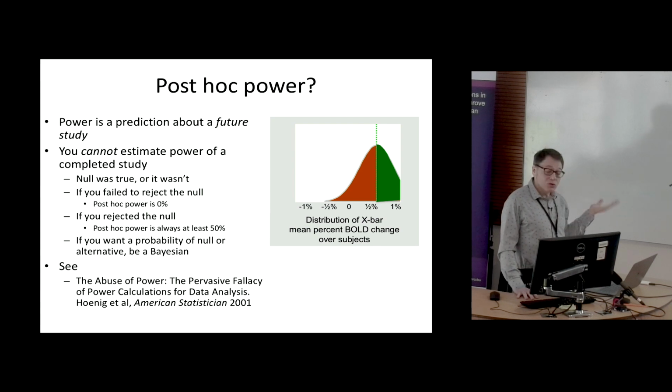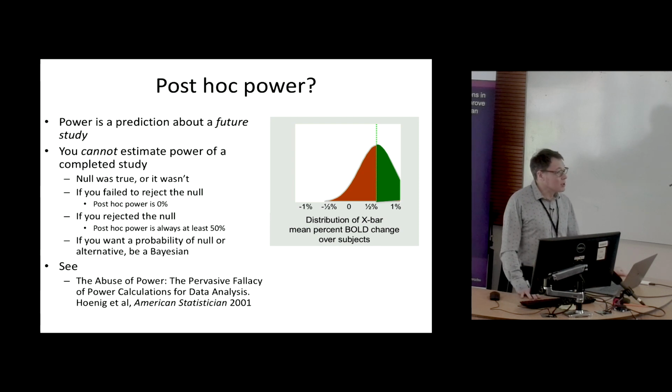Well, so either the null is true or it's not. If the null is true, you have 0 power. If the null is false, and you set the true effect size equal to the data that you observe, you'll always have at least 50% power. You can never have less than 50% power when you conduct a power analysis based on the data at hand.